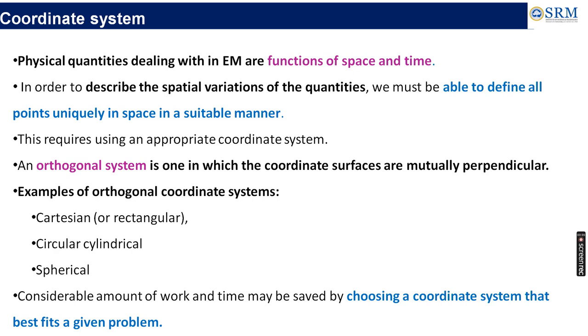An orthogonal system is one in which the coordinate surfaces are mutually perpendicular to each other. So we are going to discuss such orthogonal systems, which are used in practical applications. The Cartesian coordinate system is the first one that we are going to see in this session. In the second module, we will discuss circular, cylindrical, and then spherical coordinates, and we will consider the transformation between all these coordinate systems.